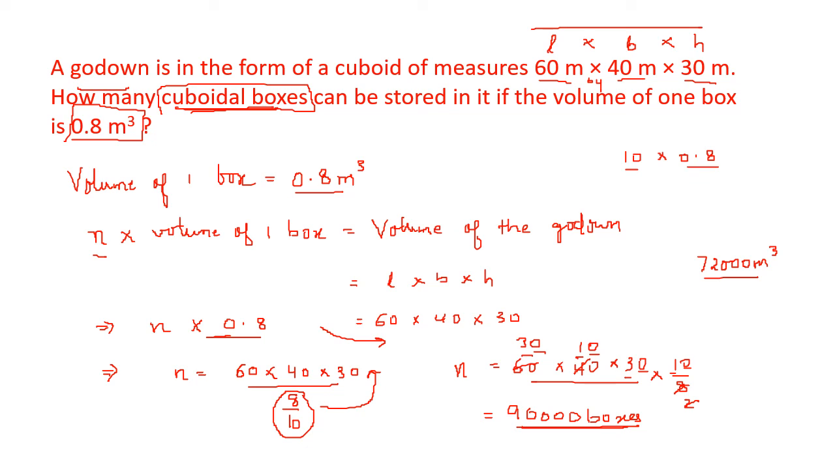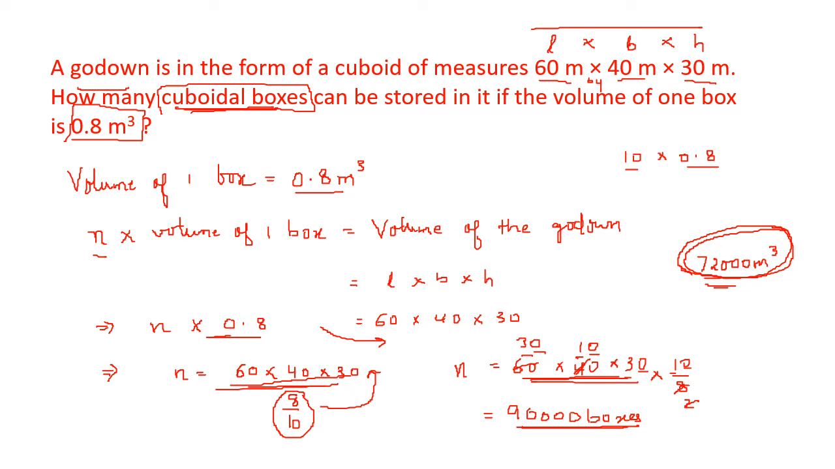The godown has dimensions 60 by 40 by 30 and the volume of one box is 0.8 meter cube. Now you can see what I did here. I've not done the multiplication to find the volume of the godown, but in this sum I've kept it as it is. Why? Because after I multiply, to divide huge numbers is slightly difficult. So I first kept it as it is, did the cutting, and in the end I multiplied, which makes it simpler. So you can try this technique. If you do not want to follow this, you can directly divide by the volume of the godown. The choice is yours.